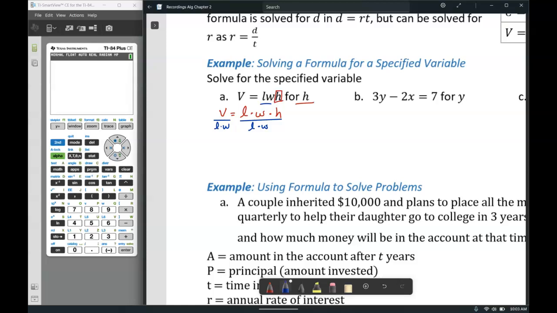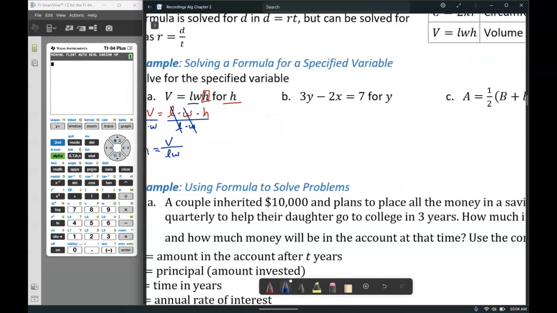So here we have three factors being multiplied together. If I divide by L, L divided by L is 1, W divided by W is 1. That leaves us with just H on the right-hand side. So H is set equal to V over LW.